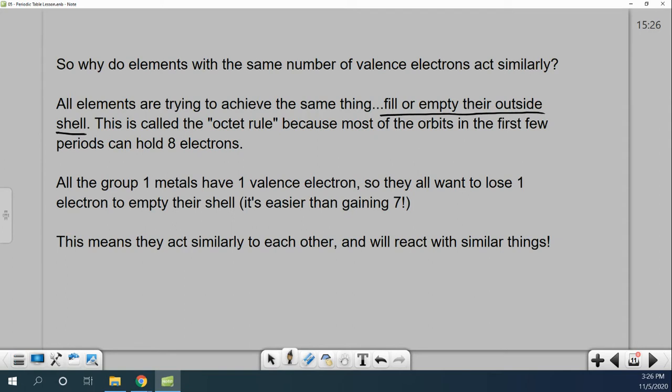So if I have one electron, I want to get rid of it. I want to get to 0. If I have 7 electrons, I want to find one more. I want to get to 8. That's going to make me happy. Now we call this the Octet Rule because most of the orbits in the first few periods hold 8 electrons.